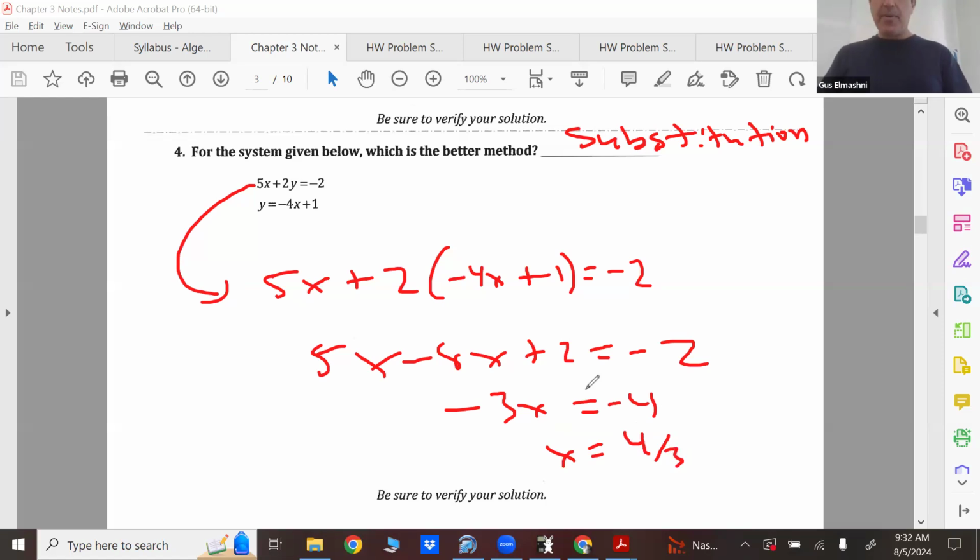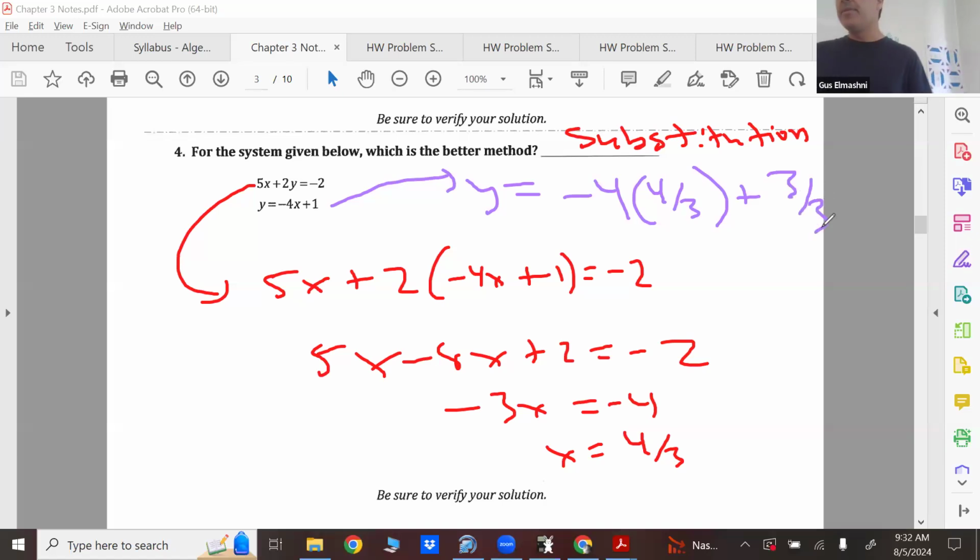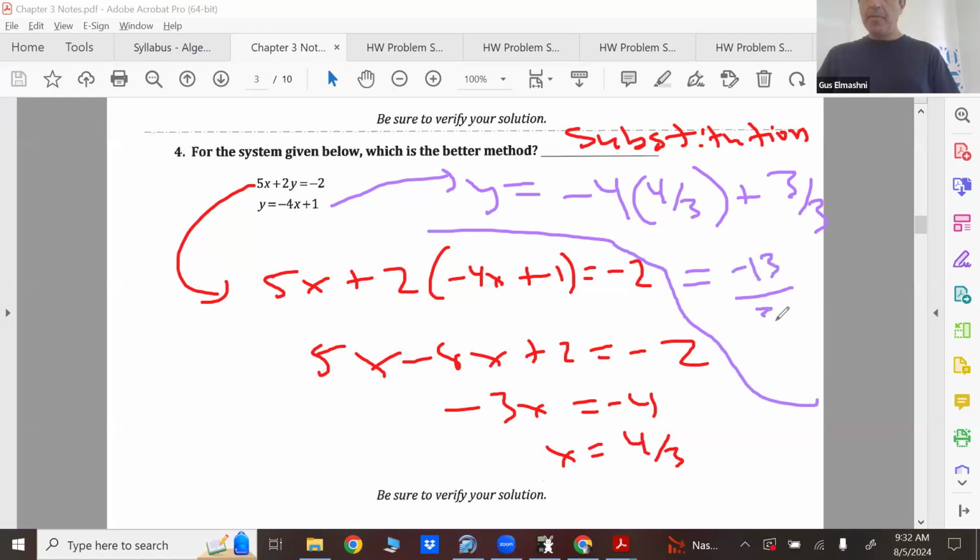But once you substitute, it's smooth sailing, right? And then solve for x. You can see why graphing would be hard to see those fractions. Just replace. I'm going to change the 1 to 3/3 because that is what 1 is, right? It's 3/3. You should get negative 13/3, I think. Is that good? Yeah, okay.